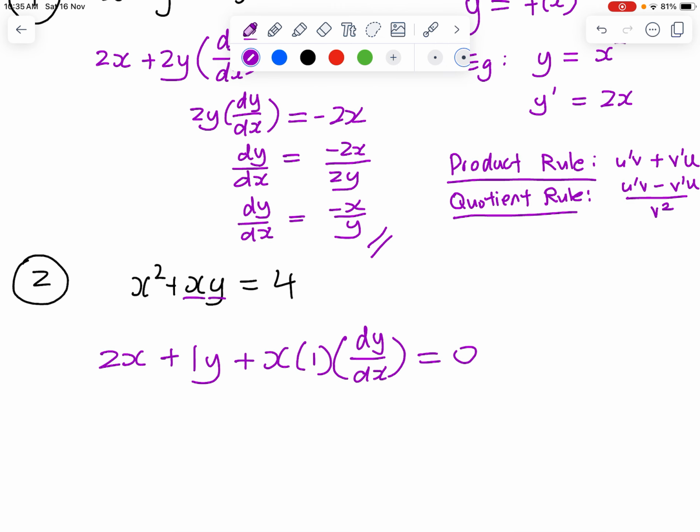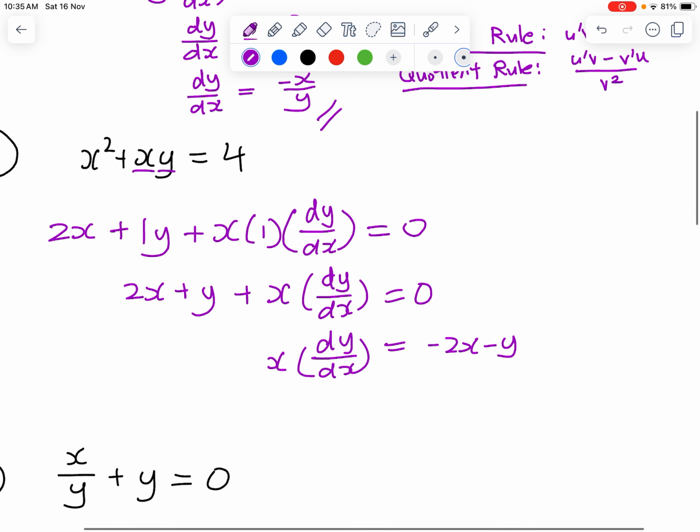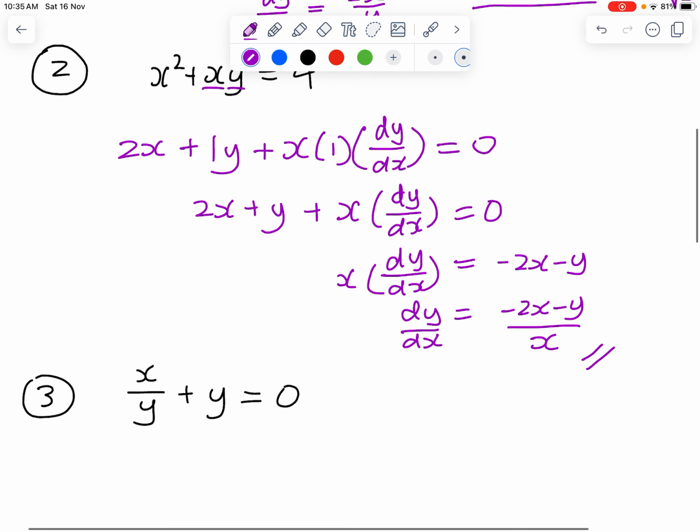So now what we want to do is isolate dy by dx. So let's simplify the function first. So we get something like that. And the next step we could do is move these two to the other side. So negative 2x minus y equals dy by dx times x. And to get dy by dx, we divide it by x. And there you have it. That is our derivative of this expression.